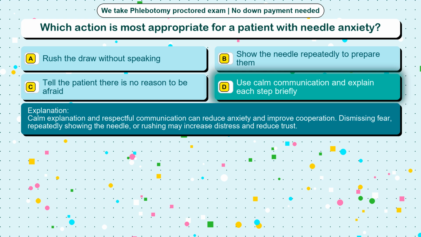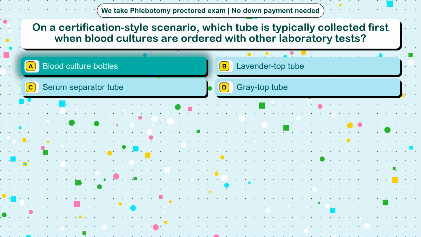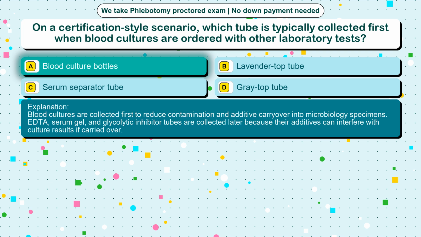Question 71. On a certification-style scenario, which tube is typically collected first when blood cultures are ordered with other laboratory tests? Option A, blood culture bottles. Option B, lavender top tube. Option C, serum separator tube. Option D, gray top tube. The correct answer is option A, blood culture bottles. Blood cultures are collected first to reduce contamination and additive carryover into microbiology specimens. EDTA, serum gel, and glycolytic inhibitor tubes are collected later because their additives can interfere with culture results if carried over.